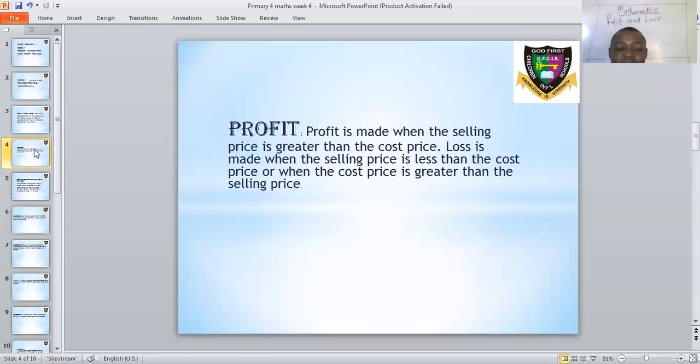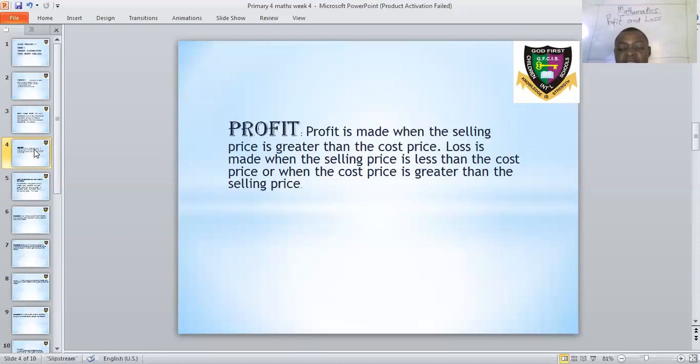Which means that you have made profit on that biro. Remember that you bought the biro for 20 naira, but now you are selling it for 25 naira. So you are making a profit of 5 naira. So the selling price there is now more than the cost price on that biro. Then the loss. Loss is made when the selling price is less than the cost price.